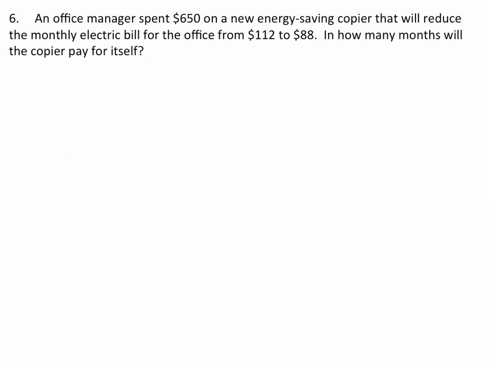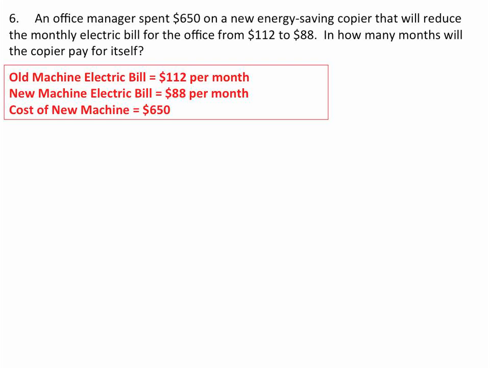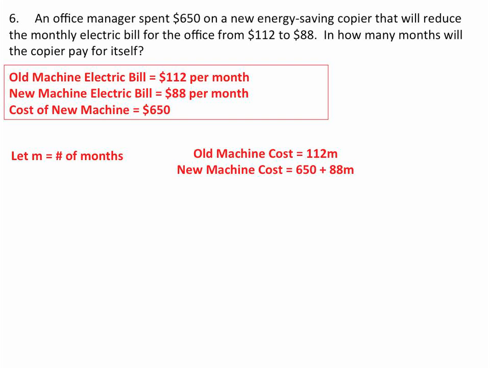Great. Another practical application, same idea. Office manager spent $650 on a new energy-saving copier that will reduce the monthly electric bill for the office from $112 to $88. In how many months will the copier pay for itself? Okay, well, the old machine is $112 per month. The new machine is $88 per month, but I had to buy the new machine, which was $650. So if I let M be the months, the old machine is 112 times the number of months. The new machine is $650 up front plus $88 per month.